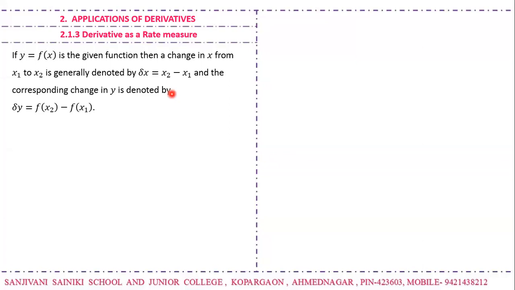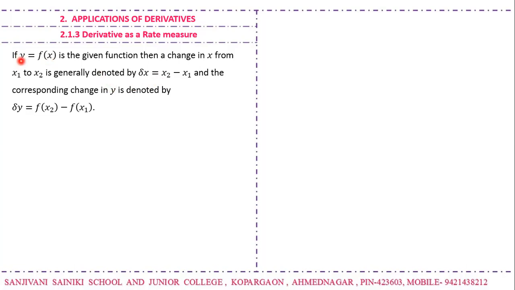If y is equal to f of x is a given function, then a change in x from x1 to x2 is generally denoted by delta x. We generally denote a small increment in either x or in y. If there is a small increment in x, we denote it by delta x, or if there is a small increment in y, we denote it by delta y.